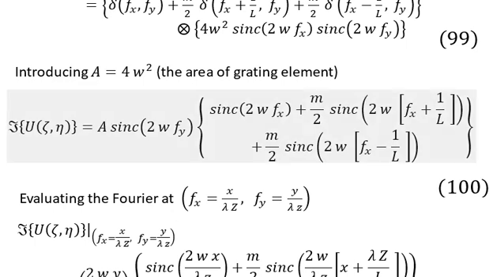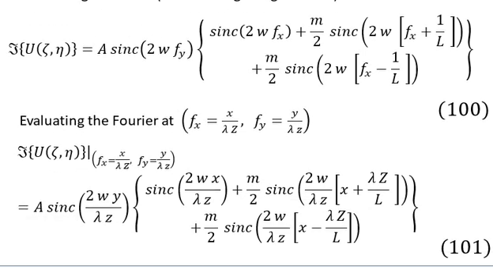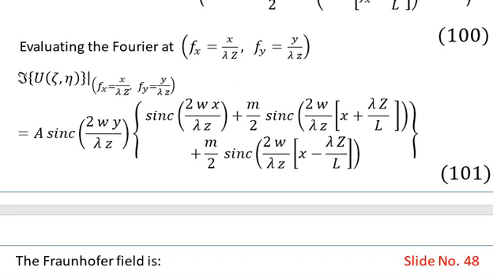Okay, now we have to evaluate this Fourier transform at the Fourier frequencies, which is fx equal to x over lambda z and fy equal to y over lambda z. Substituting these values, as in equation number 101, we have shown the expressions. What we have done is replace fx by x over lambda z, and wherever fy occurs, we replace fy by y over lambda z. Having done so, we have obtained equation number 101.